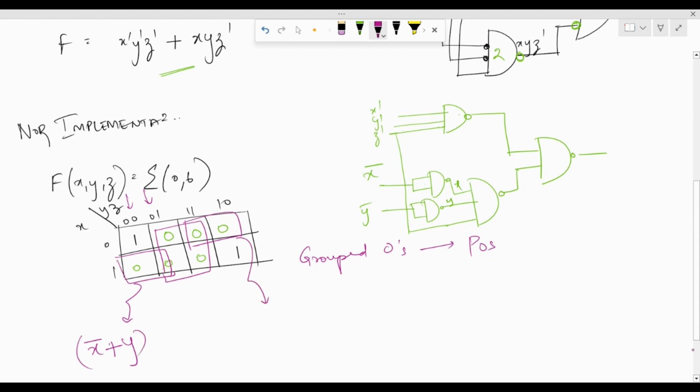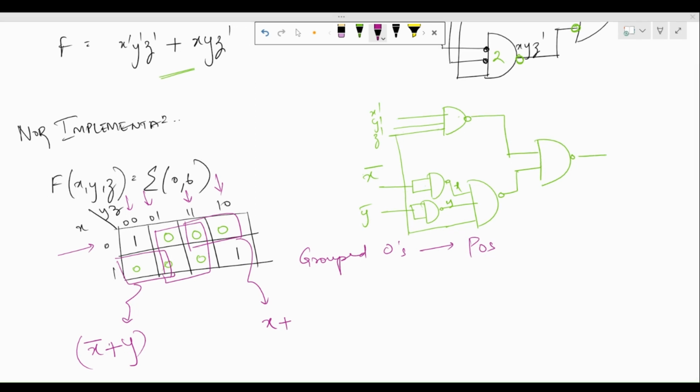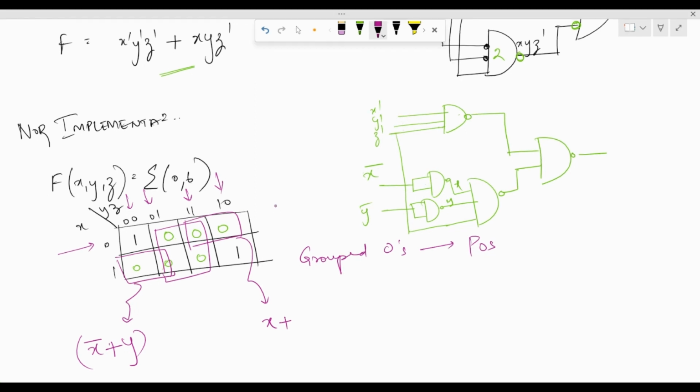Let's look at this one. So analyzing the row first, here x is common for both the zeros and the value of x is 0 over here. So we'll keep it as x instead of x dash because we're looking at POS, and we have to combine it with the column. So in columns, we see z is changing from 1 to 0, whereas y is 1 in both cases. Since it's 1, we have to write it as y dash. So that is the expression for this pair.